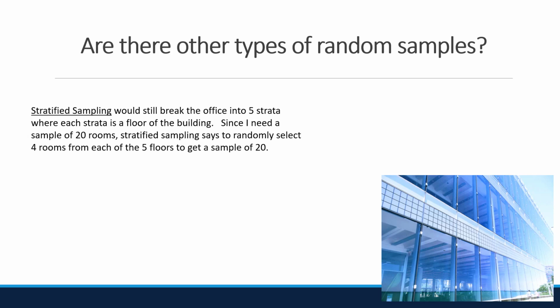Stratified sampling, on the other hand, would still break the office into 5 strata, where each stratum is a floor of the building. Since I need a sample of 20 rooms, stratified sampling says to randomly select 4 rooms from each of the 5 floors to get a sample of 20. To summarize the difference between cluster and stratified sampling, in cluster sampling, we select whole clusters, whereas in stratified sampling, we select some from each of the strata.